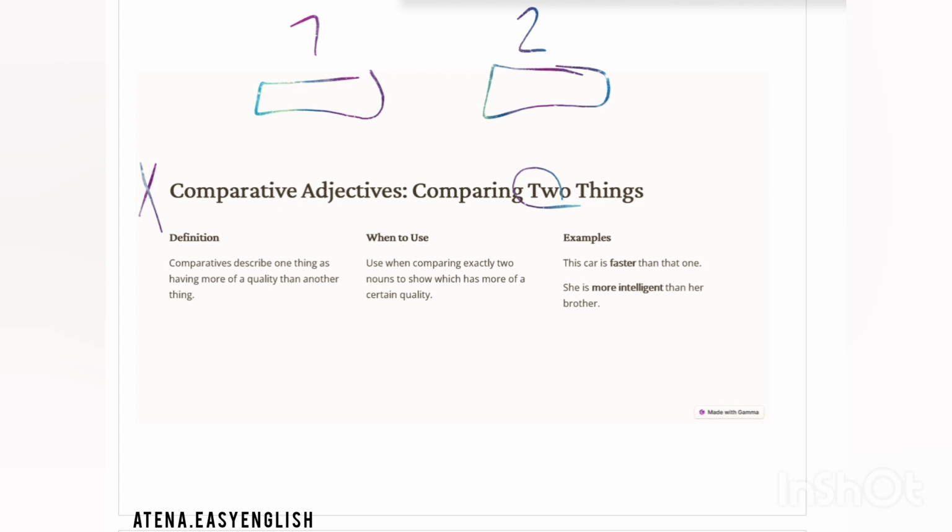When to use? Use when comparing exactly two nouns to show which has more of a certain quality. So when we have two options, we use comparative adjectives. Look at examples. This car is faster than that one.